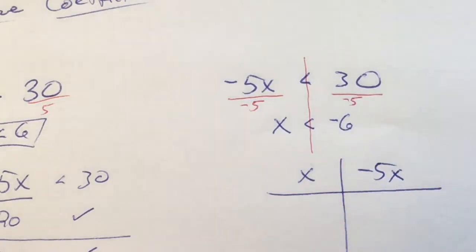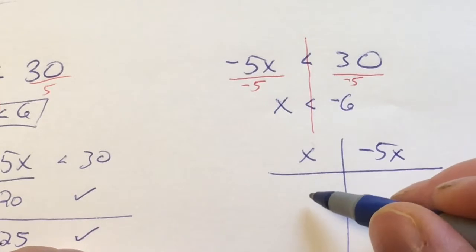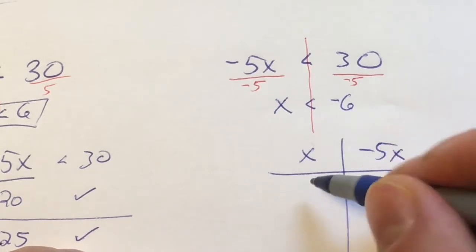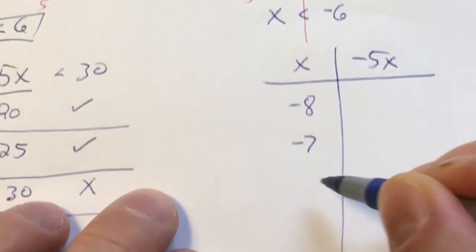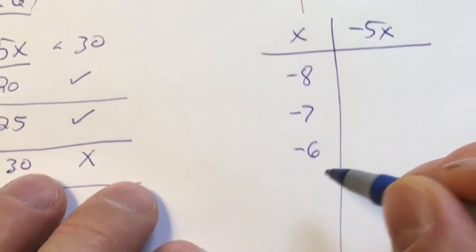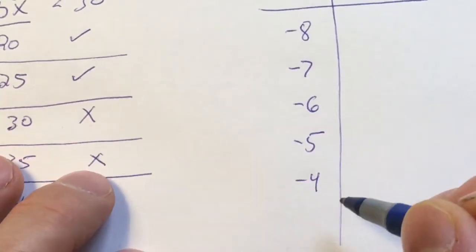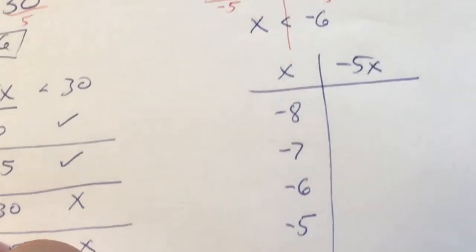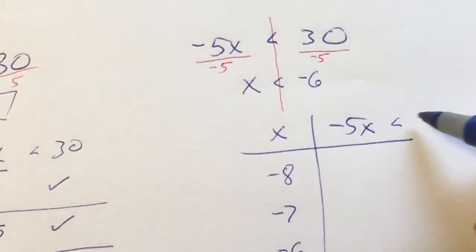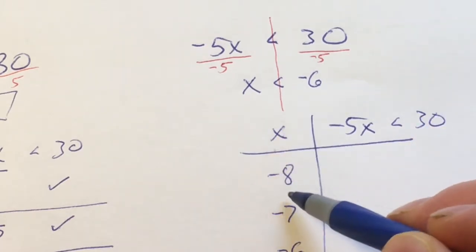So let's take that. x has to be less than -6. So we'll go with, what's the number that's less than -6? -8 is less than that. -7 is less than that. -6 equals -6. -5, -4, and -3, I guess. We'll just give that a shot. Is it less than 30? So we'll say x is equal to -8.